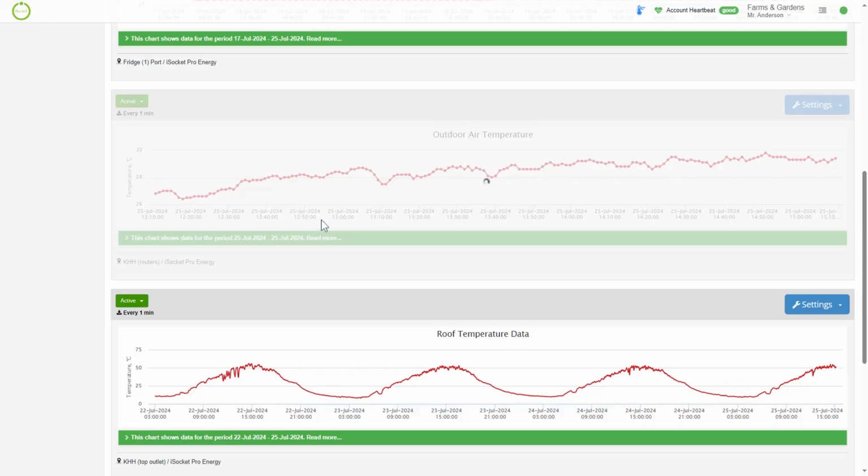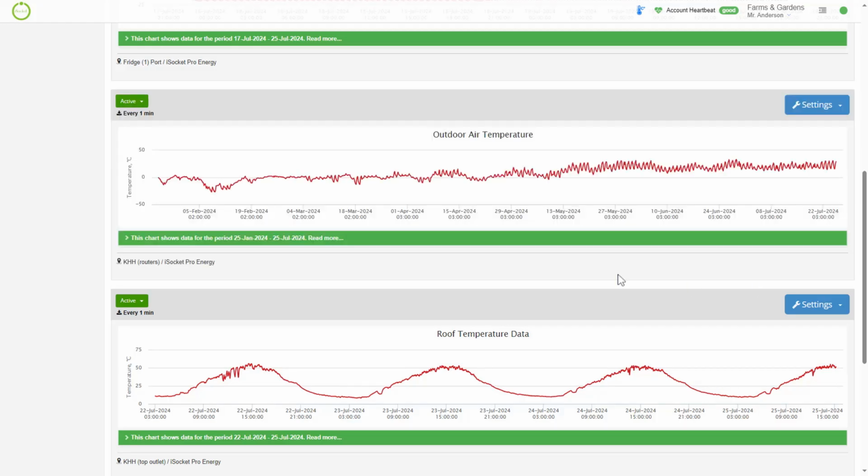So it's quite a lot of information, that's why it's loading so slowly. I will pause the video. So that is the outdoor temperature profile from 25 January to 25 July. Yeah, half a year. That is the collection plan, every 1 minute for 6 months, if I remember right.